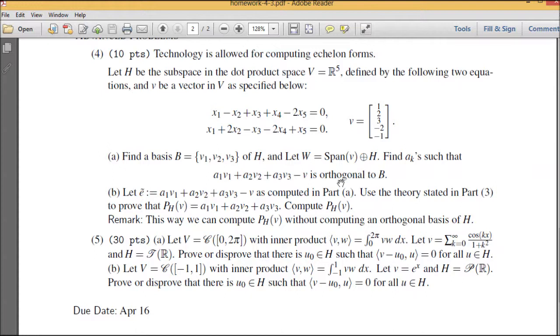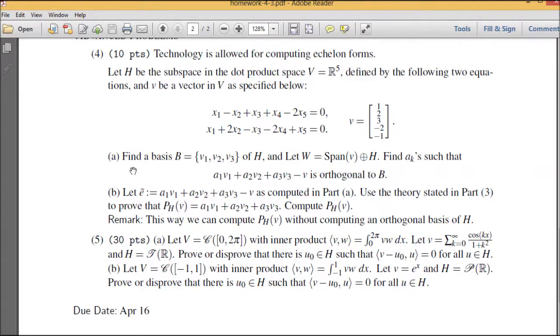You have to find this A1, A2, A3 orthogonal to B. Okay? But once you find that, I was claiming that this A1 V1 through A3 V3 is the orthogonal projection of this V onto H. Good thing is that this V1, V2, V3 doesn't have to be an orthonormal basis or orthogonal. If you just find this one, that is the one.